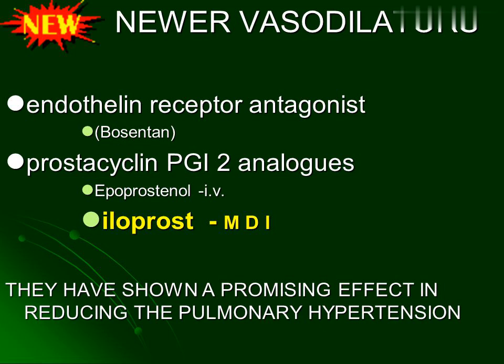Newer vasodilators: endothelin receptor antagonist bosentan, and prostacyclin PGI2 analogs: epoprostenol IV, iloprost MDI. They have shown a promising effect in reducing the pulmonary hypertension.